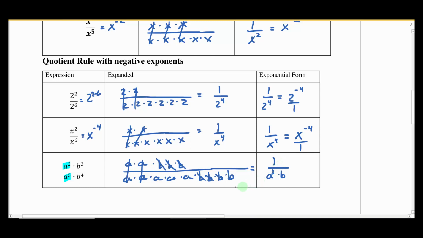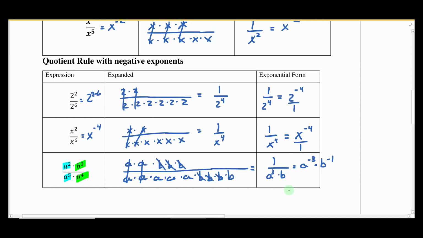The other way is to go ahead and apply the quotient rule and say, okay, well, if I do a squared over a to the fifth, I can subtract the 2 and the 5. So I could say, well, that is a to the negative third times, and then over here with the b's, if I do the quotient rule on the b's, we would do 3 minus 4, which is negative 1. Right, so we could say times b to the negative first. All right, so either way, these are both acceptable answers.